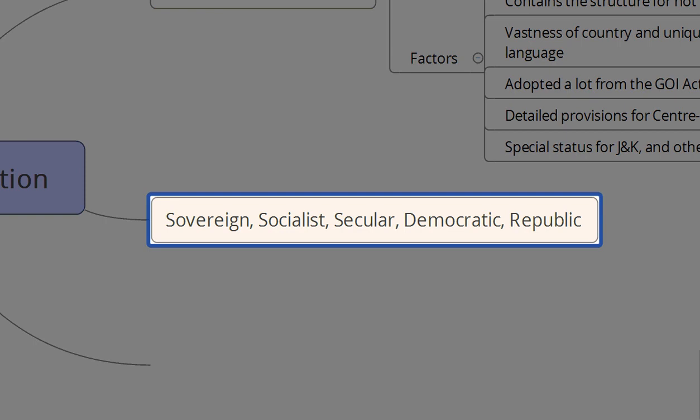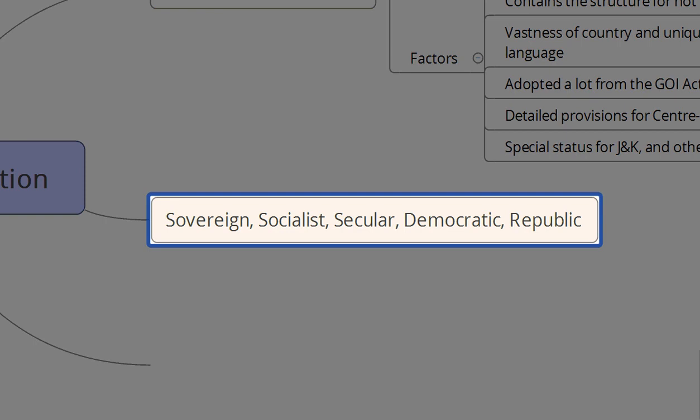And by the term socialist, we mean democratic socialism, where nationalization has been done in certain cases and privatization has been done in certain cases. So it's a concept of mixed economy according to India, and this has been done to promote social equality, political equality, and economic equality.